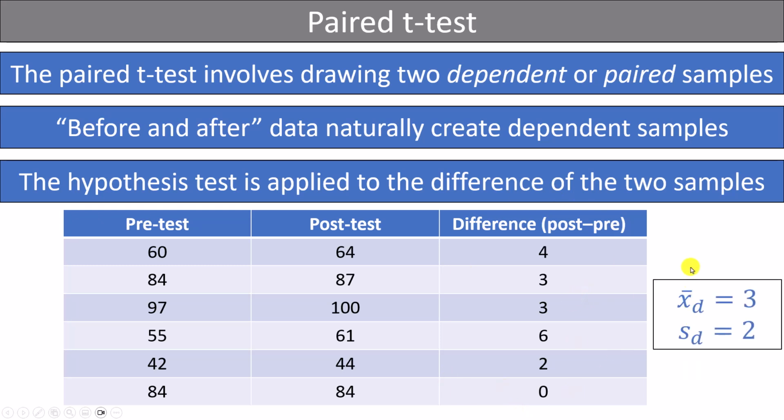So for example, I might have x bar with a subscript d, which would represent the mean of this difference column. In general, anytime you see anything with a little subscript d, that's going to mean that it has been calculated based on this third difference column. So x bar d is the mean of the difference column, and s d would be the standard deviation of the difference column.